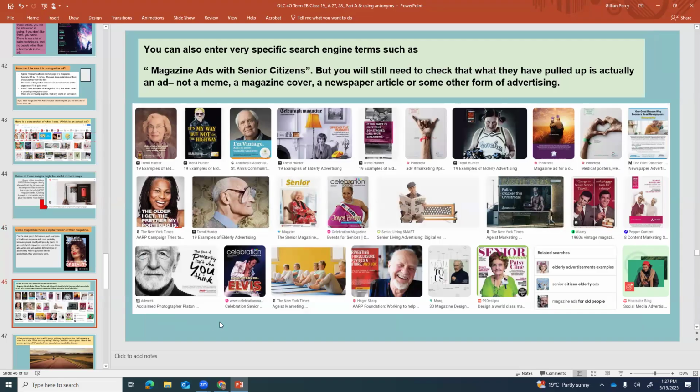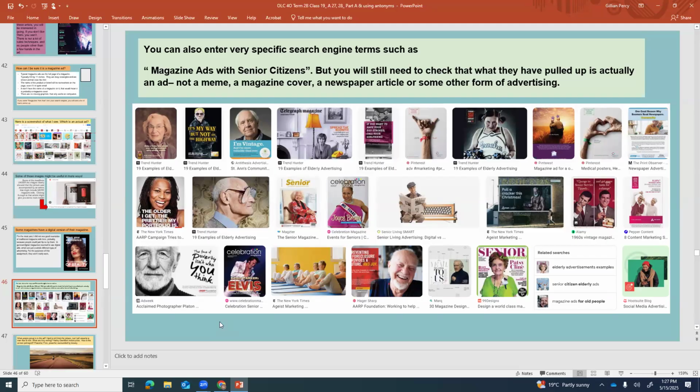Oh, and if you're having trouble finding certain types of magazine ads, you can get really specific. Like I could say magazine ads with senior citizens or magazine ads with children, but you still will need to check and make sure it actually has what you asked for and that it really is a magazine ad, not a meme, not a magazine cover, not a newspaper article, because they are very different.